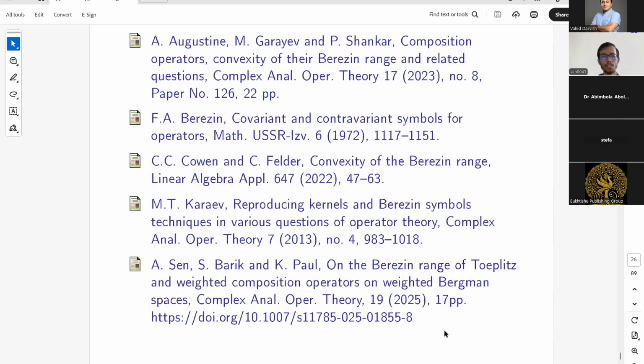These are the references, and this is the main paper of Cowen and Felder, where they first discuss this problem, the convexity of the Berezin range. And this is our recently published paper, where we studied the convexity of the Berezin range of Toeplitz and weighted composition operators on the weighted Bergman spaces.